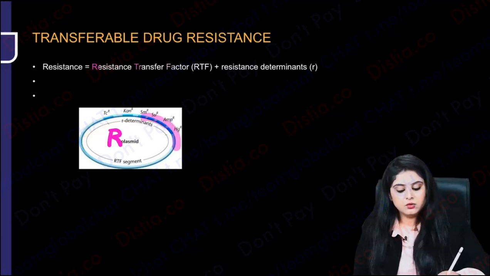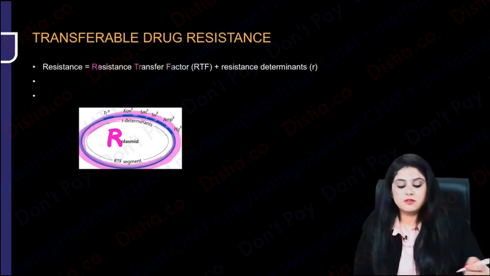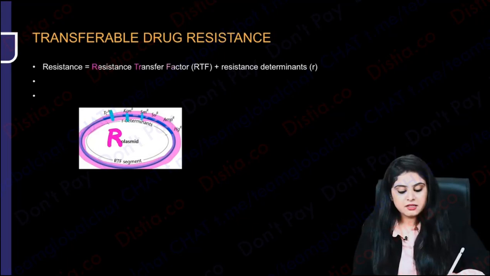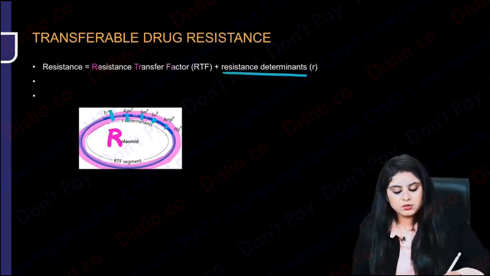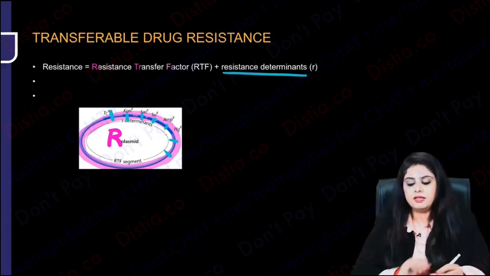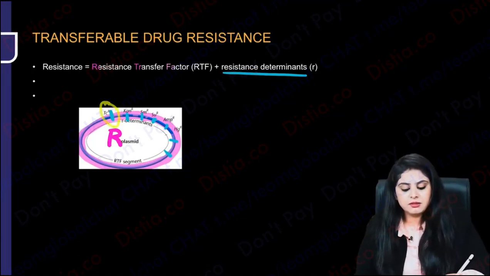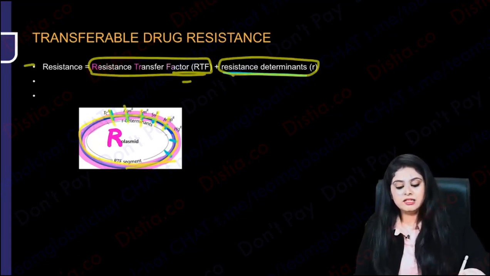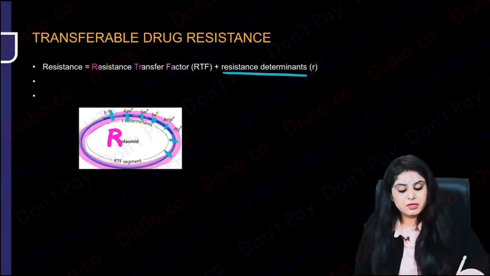This big loop that you have made is the resistance transfer factor, and you know this is like a big ring. Many factors can sit under it, many small R determinants. This means one big ring can carry resistance for many antibiotics at the same time. This is resistance for penicillin, this is resistance for methicillin, this is resistance for vancomycin. So imagine there's a very big segment called resistance transfer factor. On that, small R determinants are sitting together. This makes it an R plasmid. Together this is known as R plasmids.